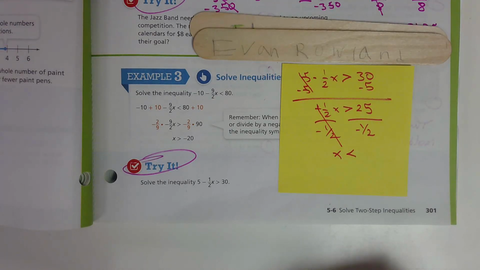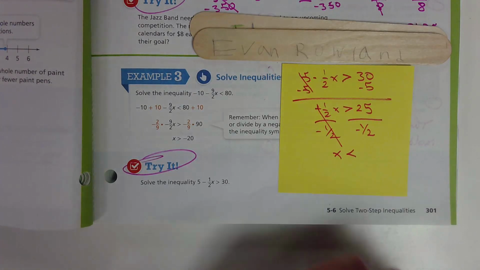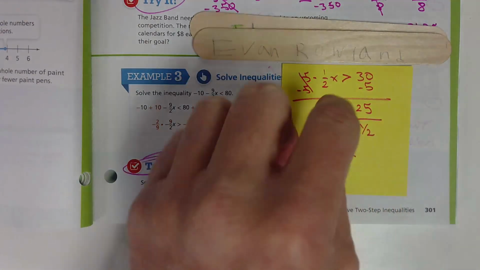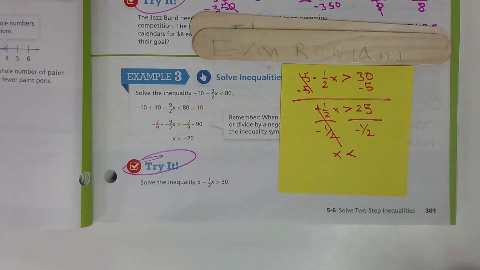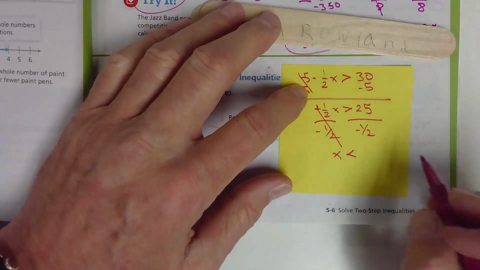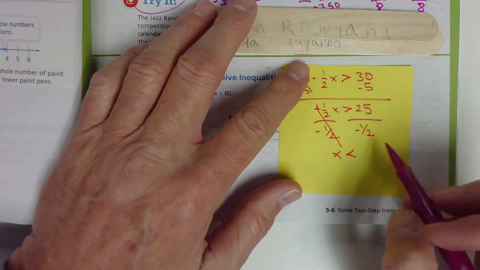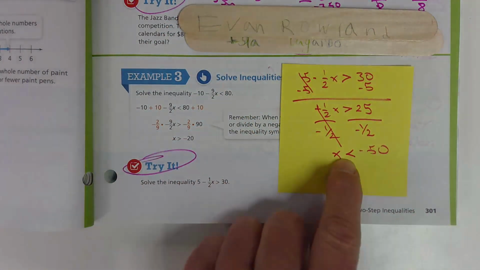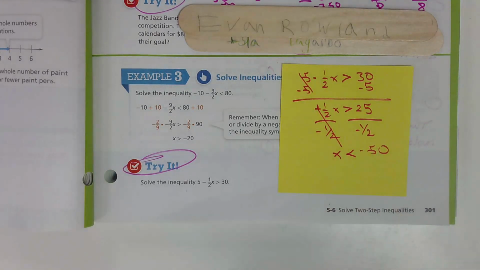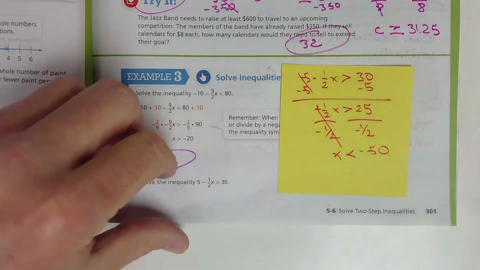Probably 15. Well, think about it this way. If it wasn't 25, if it was 1, how many times does 1/2 go into 1? Twice. How about 1/2 into 10? That would be 20 times. So what's 25 twice? 50. Is it going to be a negative or a positive? Yeah, negative 50. So x is less than negative 50.